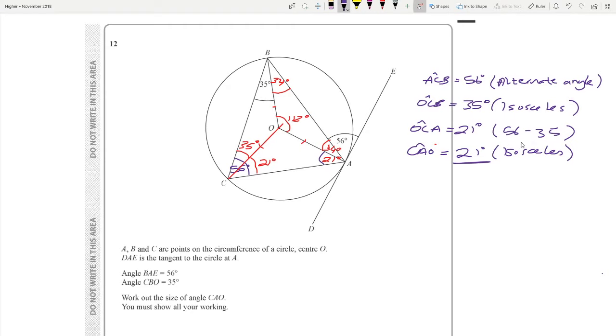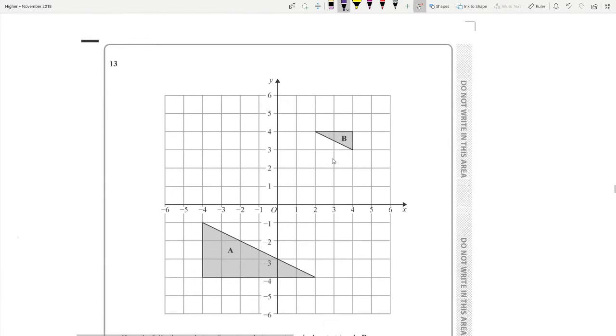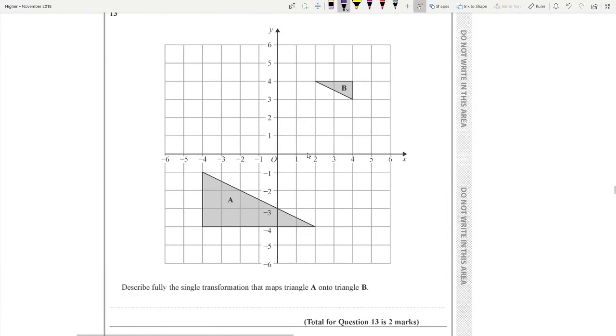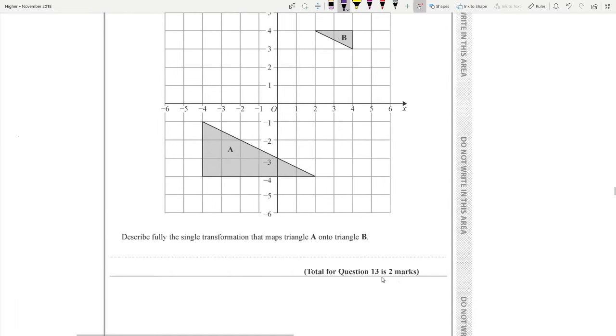Any questions on that before we move on? If not, let's go to question number 13. So we've got two shapes here. Describe fully the single transformation that maps triangle A onto triangle B. Now, this is worth 2 marks.